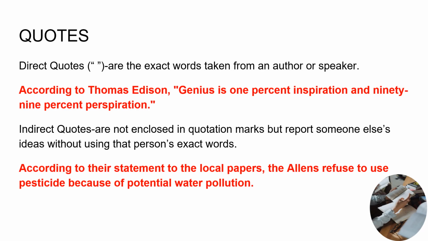Quotes. There are direct quotes and there are indirect quotes. Direct quotes are the exact words taken from an author or a speaker. The example: according to Thomas Edison, "genius is 1% inspiration and 99% perspiration," as indicated by the quotation marks.